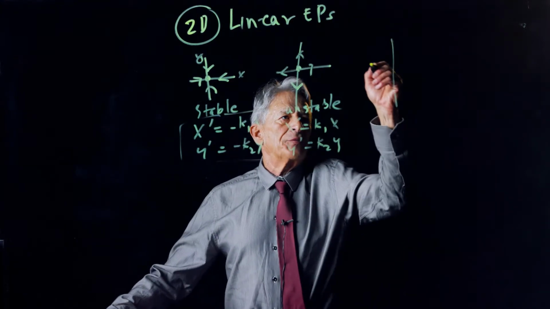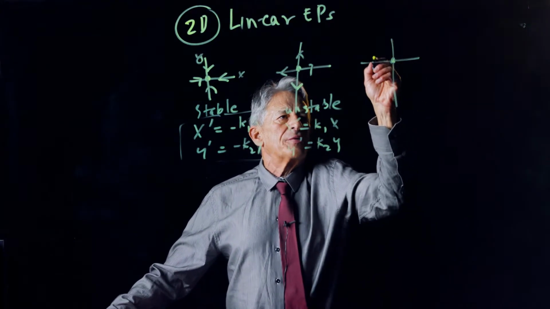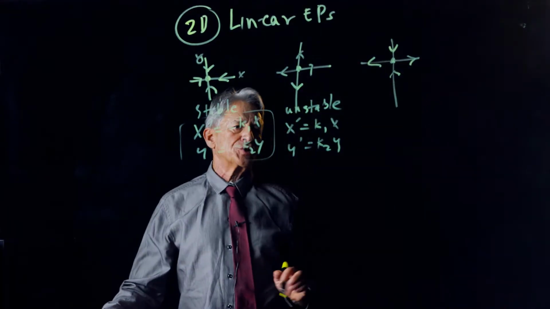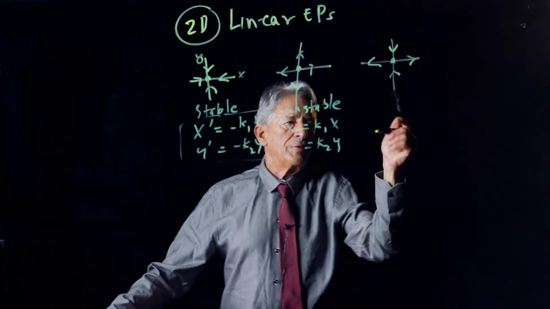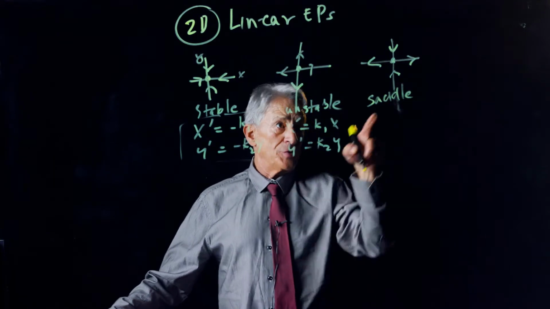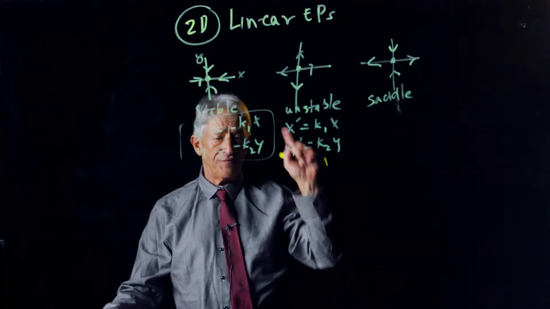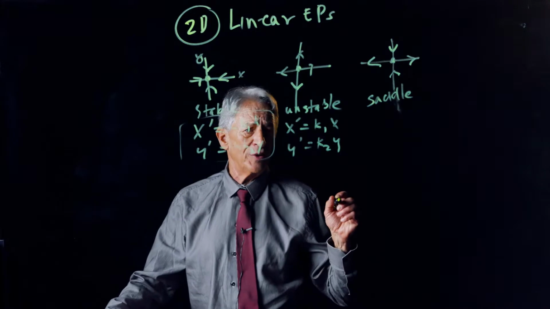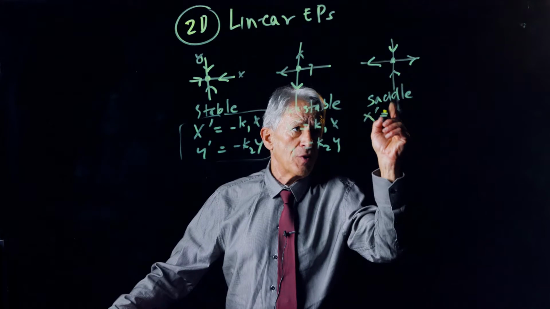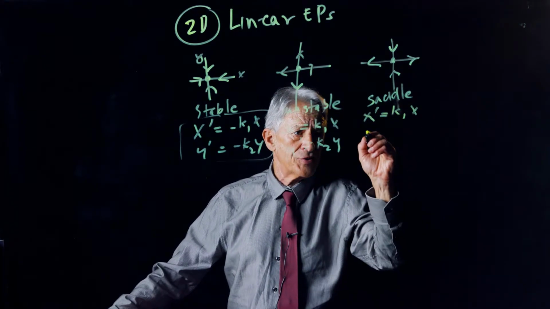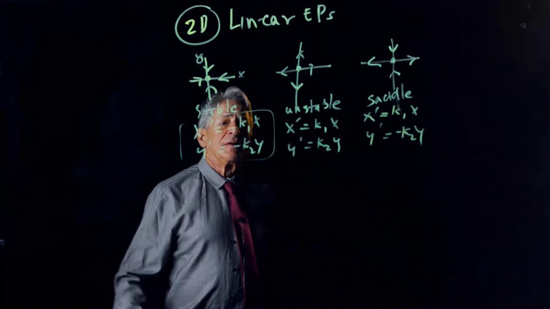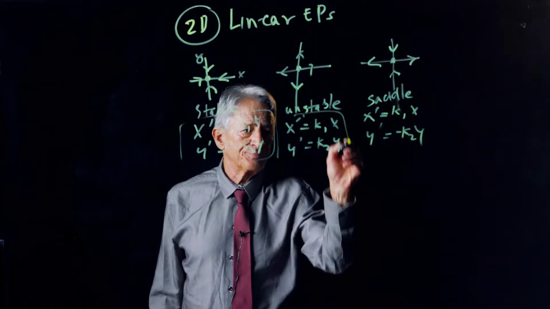Then we talked about the saddle point. And the saddle point has an outgoing direction and an incoming direction. And that is, of course, a saddle point, which is unstable. It's classified as a form of unstable equilibrium point. And its differential equation is x' = k1x, y' = -k2y. And that's a linear equation.